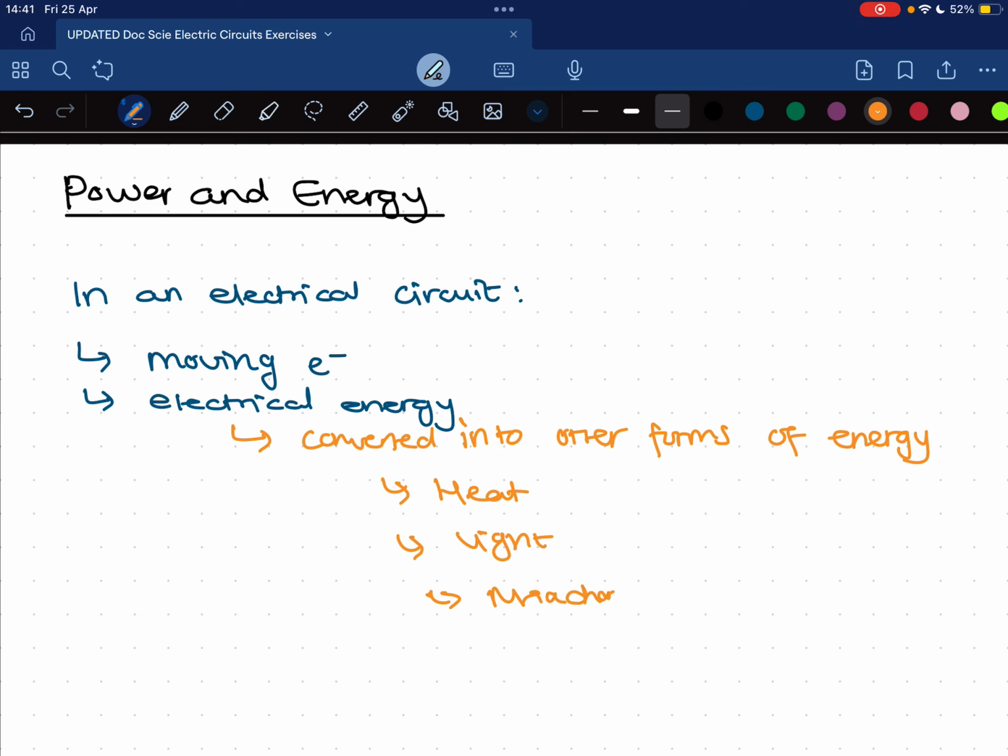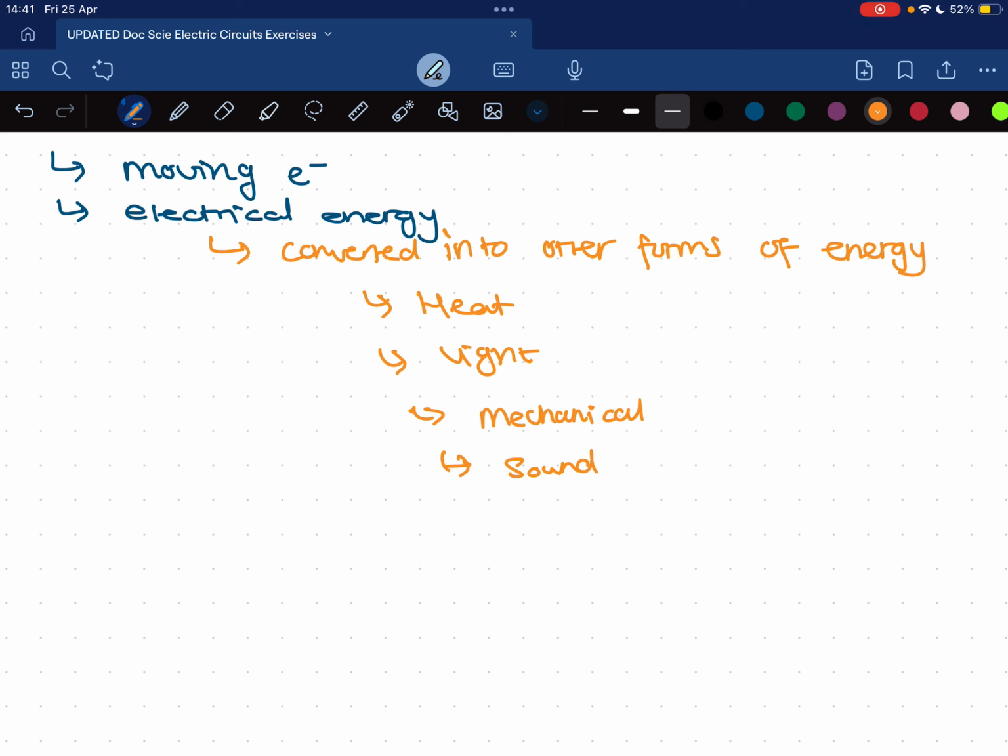mechanical, sound. So you're looking at a variety of different energies that can be converted from that electrical energy. Okay, so when that energy is converted, remember we've already discussed how energy relates to the work done and how work done per unit charge is voltage.